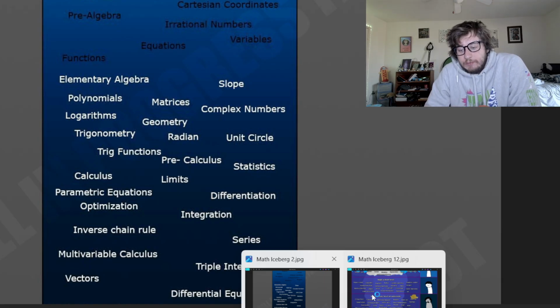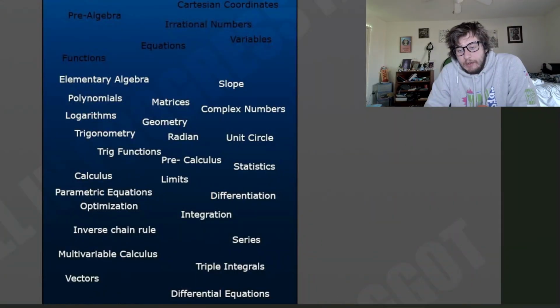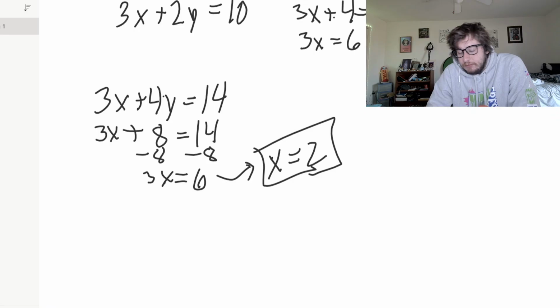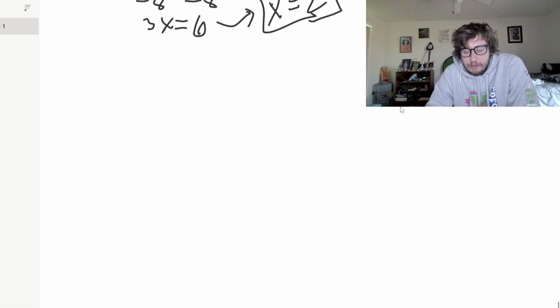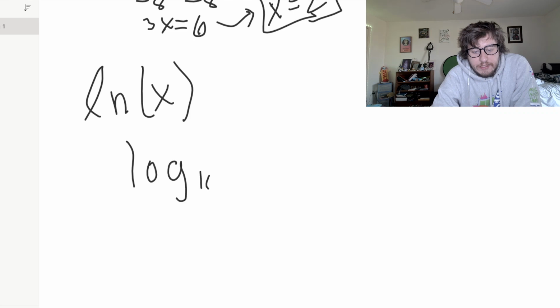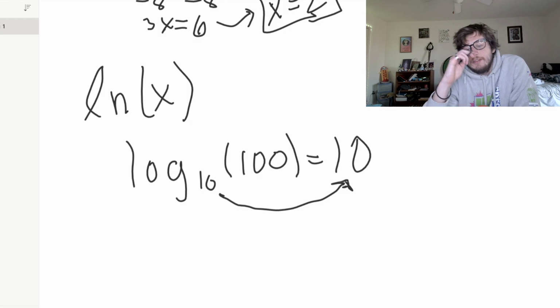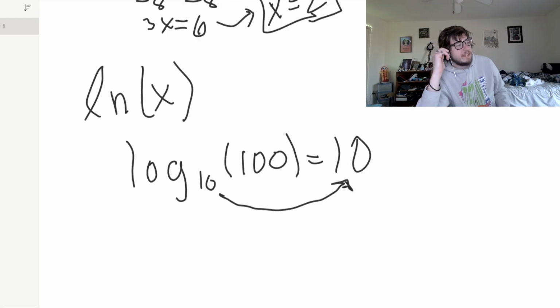Oh, let's see. What is this? Okay. Logarithms. ln of x, that's my favorite logarithm. But most logs are this. Log base 10 of 100 equals 10. Okay. What does this mean? 10. Wait. Is that true?